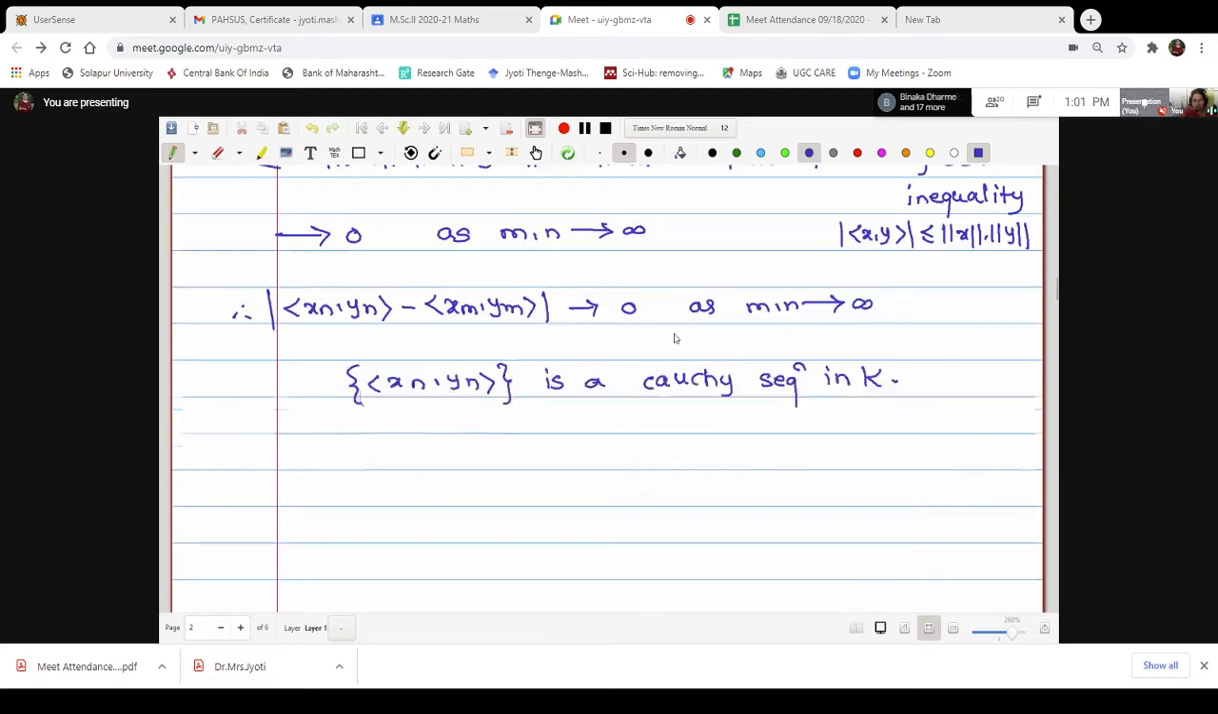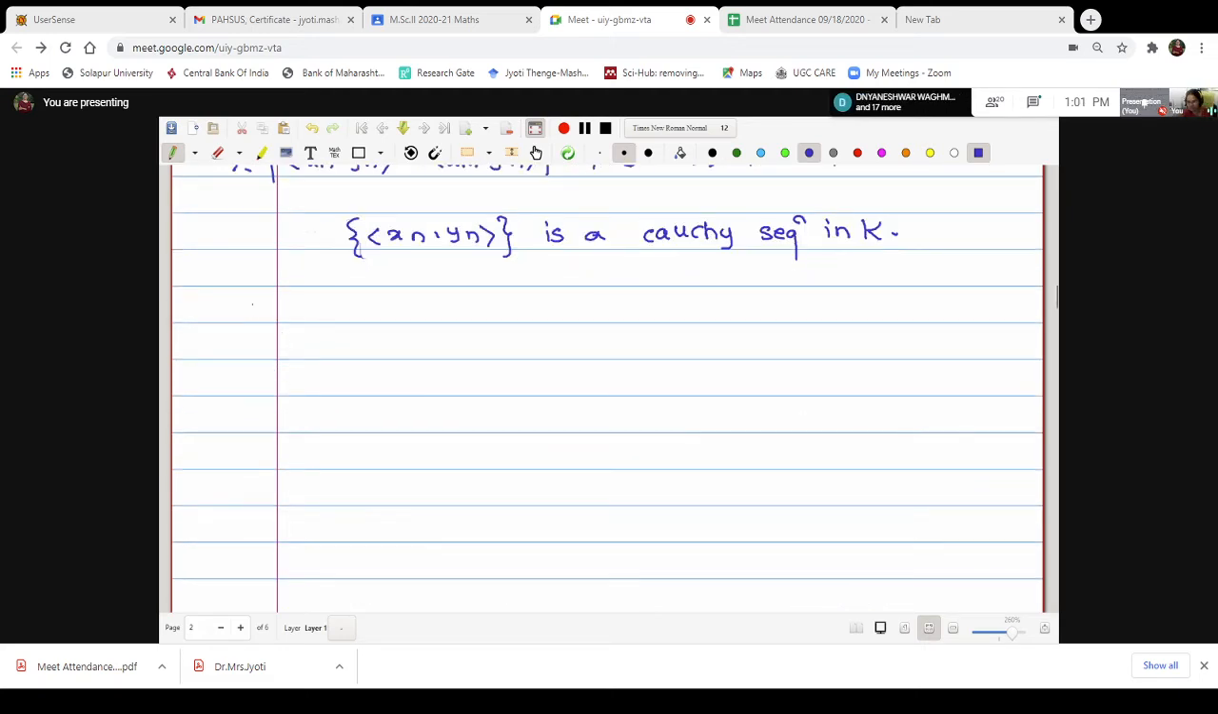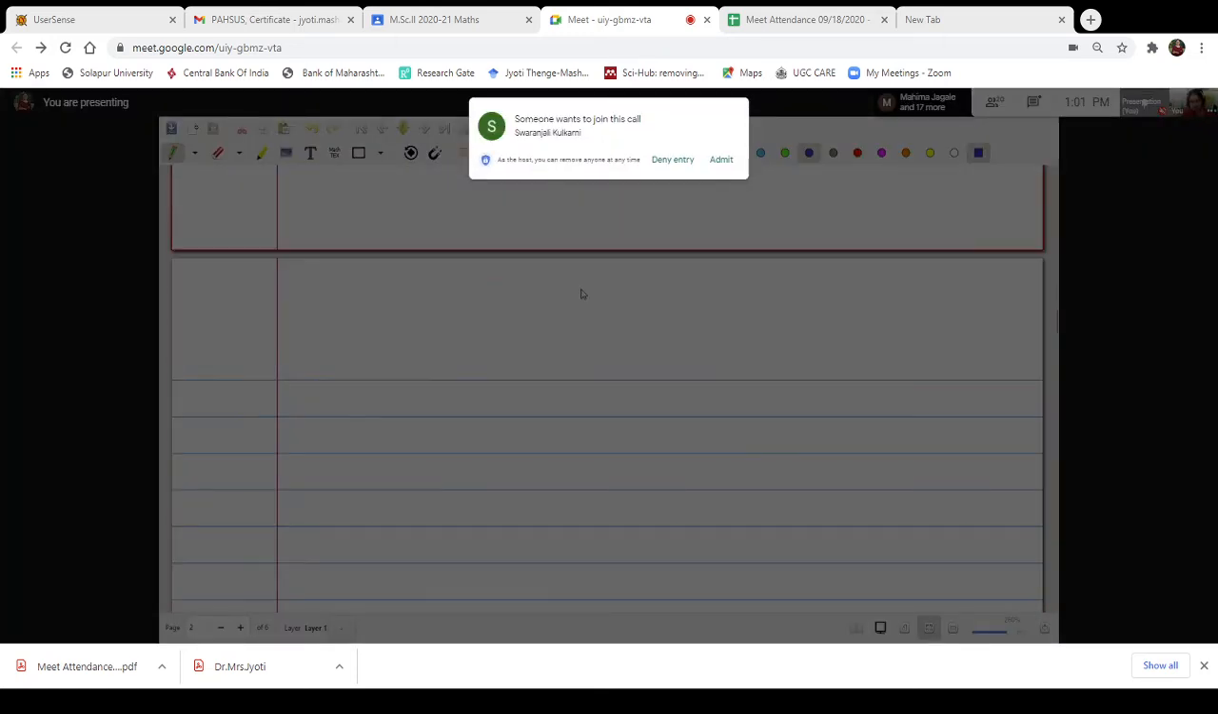Okay, let us go to the next example. Third example. Let X be an inner product space.